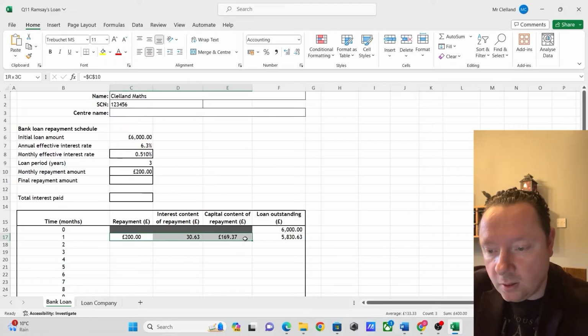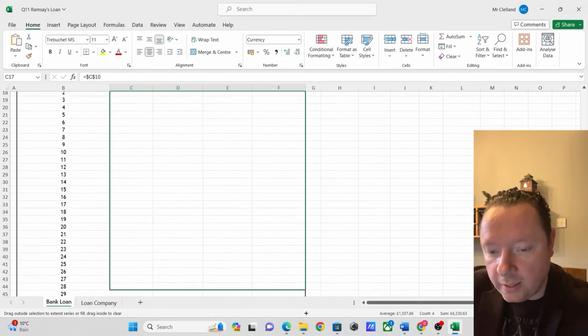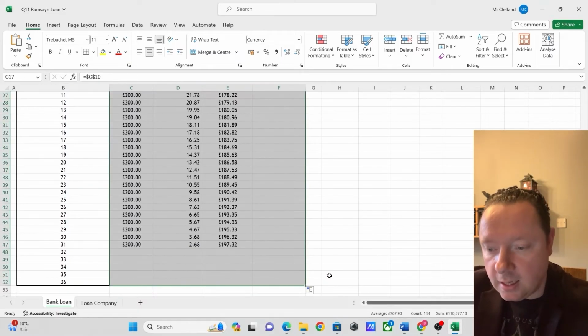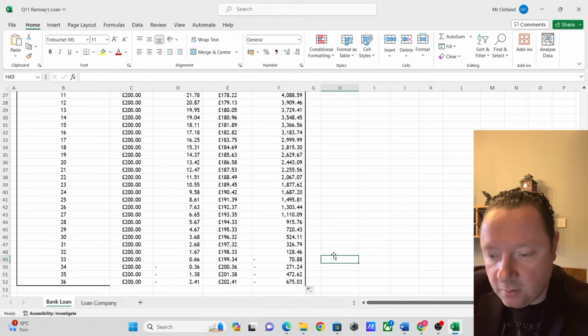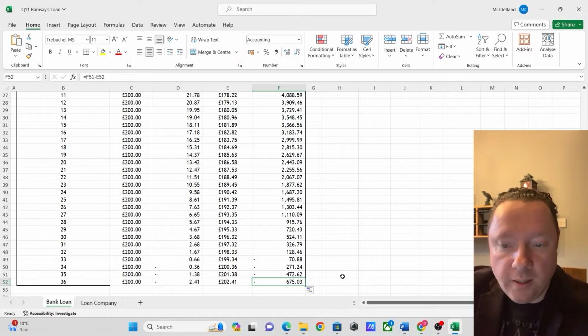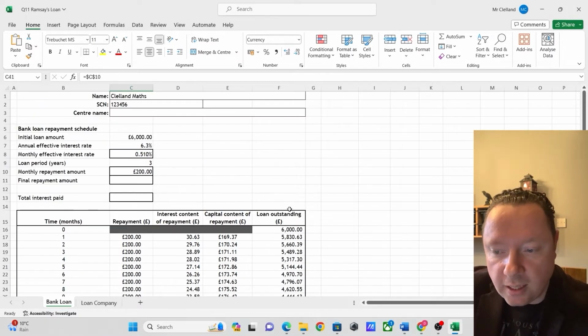And now we need to copy and paste all these down. So let's just highlight all these cells and go all the way down to 36 weeks. And you'll see that at the end, it's completely wrong because we just picked a random number. So we need a goal seek to change that cell.